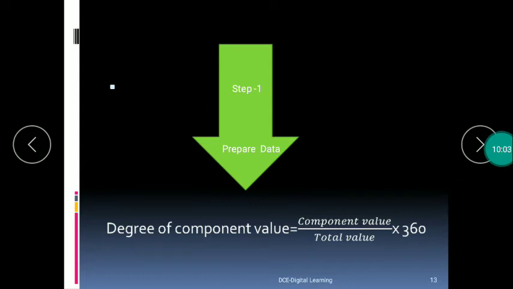So 3 steps should be followed for preparing a pie chart. First step is preparing the data. That is, you have to convert the given absolute values into degrees, because the total circumference of the circle is 360 degrees. We have to convert the given data into degrees. So we can use this equation, that is component value divided by total value into 360 degrees.